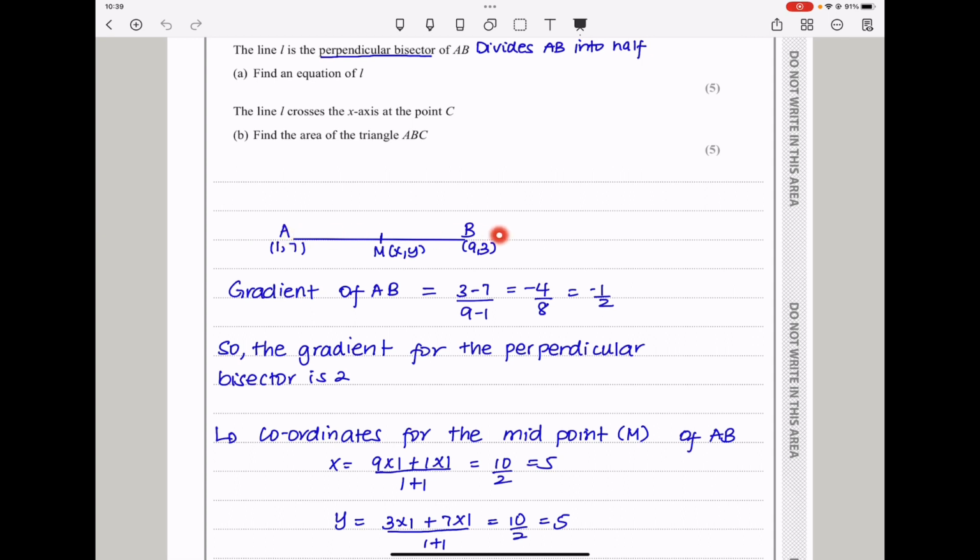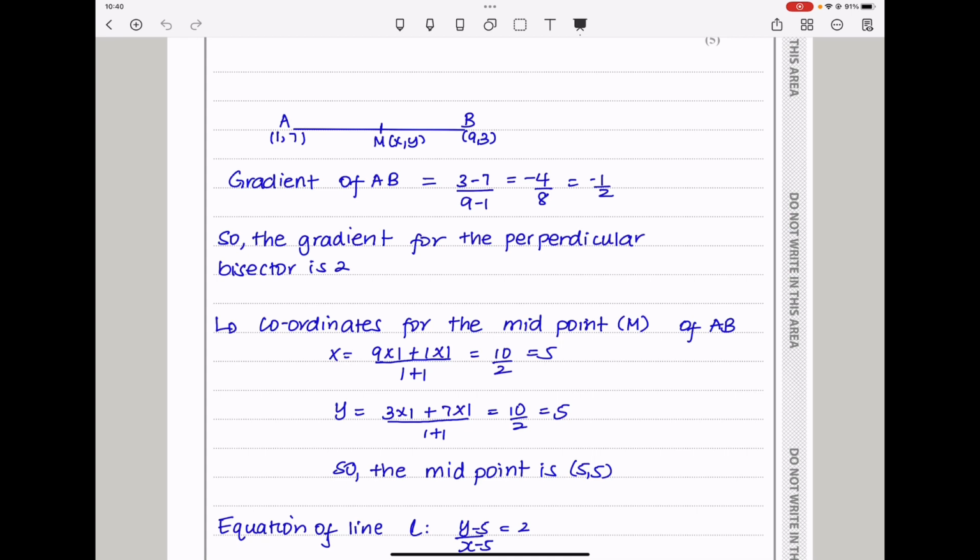I began with line AB, and this is my sketch, the coordinates for A as well as the coordinates for B, and I assumed the coordinates for the midpoint are X and Y. So to find the gradient of AB, it should be the Y coordinate here minus the Y coordinate there, divided by the X coordinate here minus the X coordinate there, and this gave me negative 1 over 2. So we can know that the gradient of the perpendicular bisector is going to be 2, since these two lines are perpendicular. Now, we need to find the coordinates for the midpoint in order to find the equation of the line, which is the perpendicular bisector.